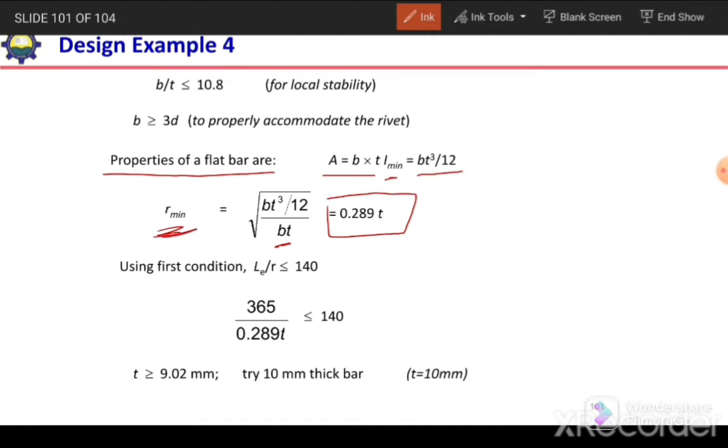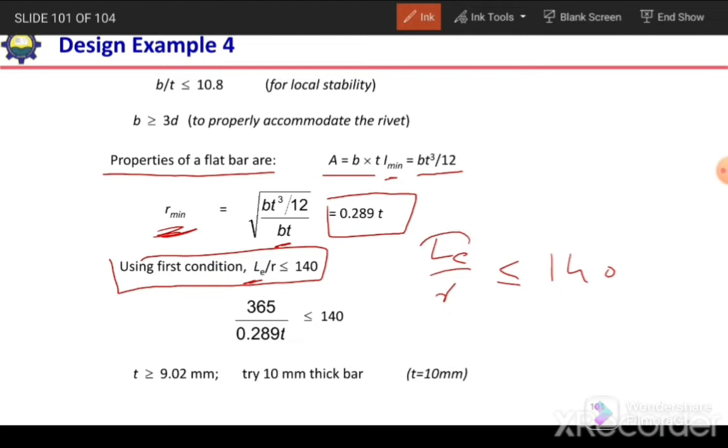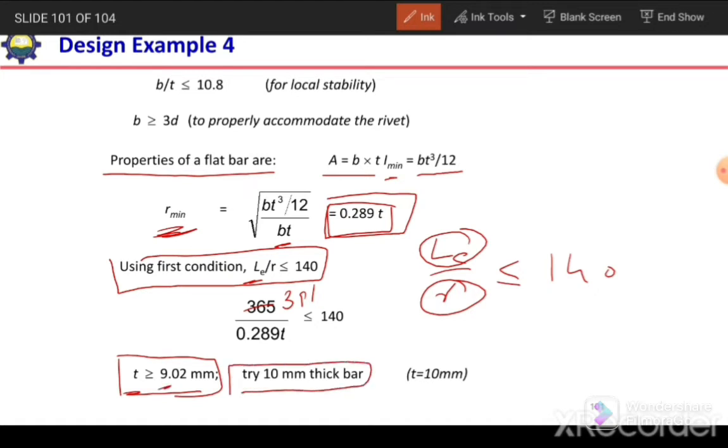So once we have r minimum, we also have effective length LE, so we can calculate the slenderness ratio LE over r. It should be less than 140. We know the LE value and we know this r, but it is in the form of T. So when we substitute these values, it should be 391 divided by 0.289 T less than 140. So T comes out to be 9.02. It means T should be more than this value. So we can select the higher value of T from this 9.02. We can select 9.5 or 10 millimeters. So let's suppose we select it equal to 10 millimeter.